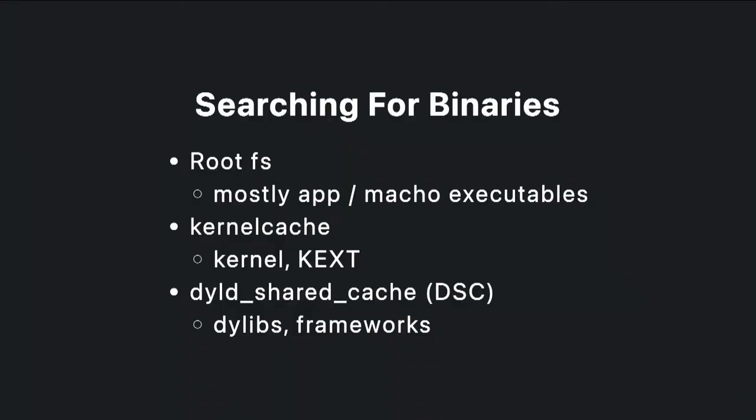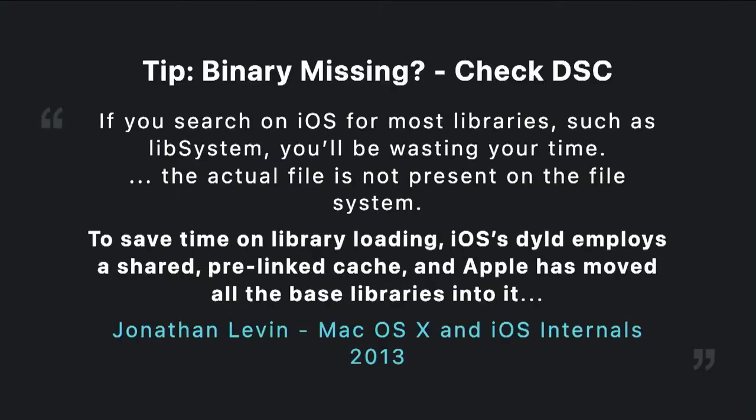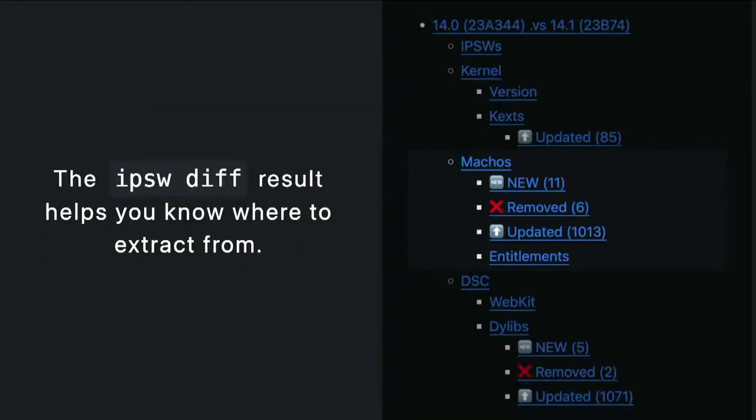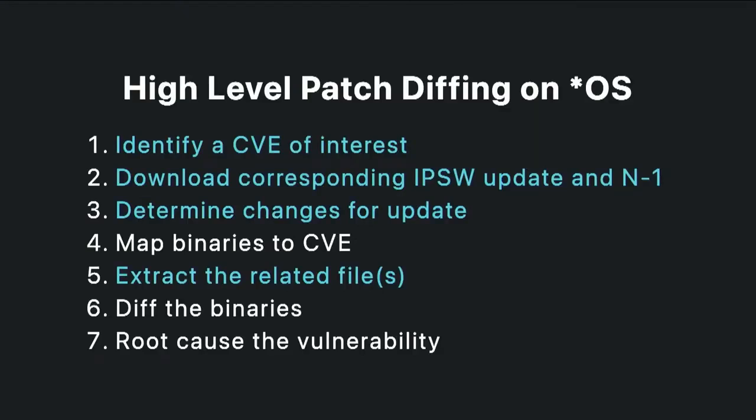Again, if you are inexperienced like I was, or probably still am, you can use the IPSW diff to help you find it. If you see a path name in the IPSW diff and you can't find that binary, it could be in the DYLD shared cache, especially if it's a framework or private framework. That was something that was new to me last year. And again, the diff result itself will show you where the binary should be, whether that be in the kernel cache, a Mach-O file, or in the DSC.